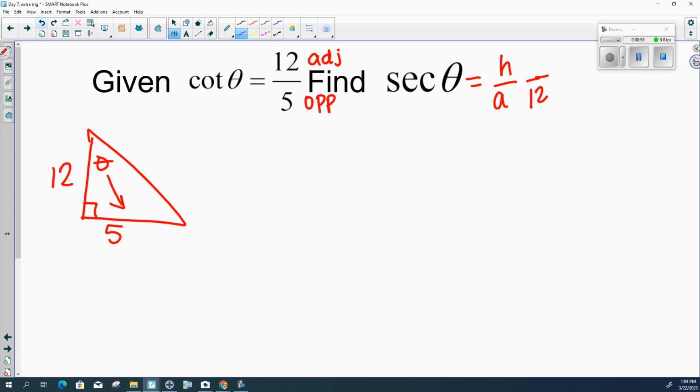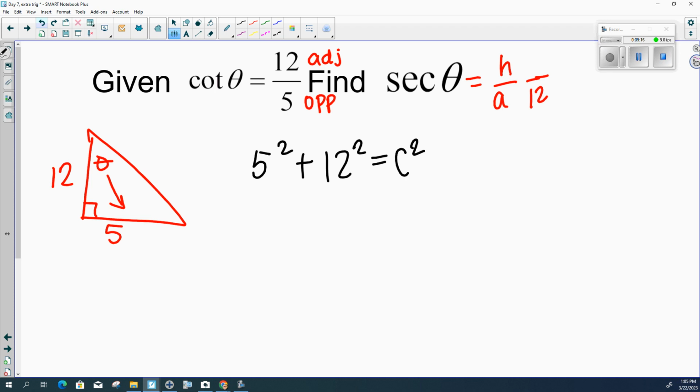Say it again? Yeah, we don't know any angles. We can't use our trig functions. We have to use Pythagorean theorem. I believe this one is a Pythagorean triple, but we will set it up anyway. So 5 squared plus 12 squared, I think it's 13. I guess we'll find out in a minute.